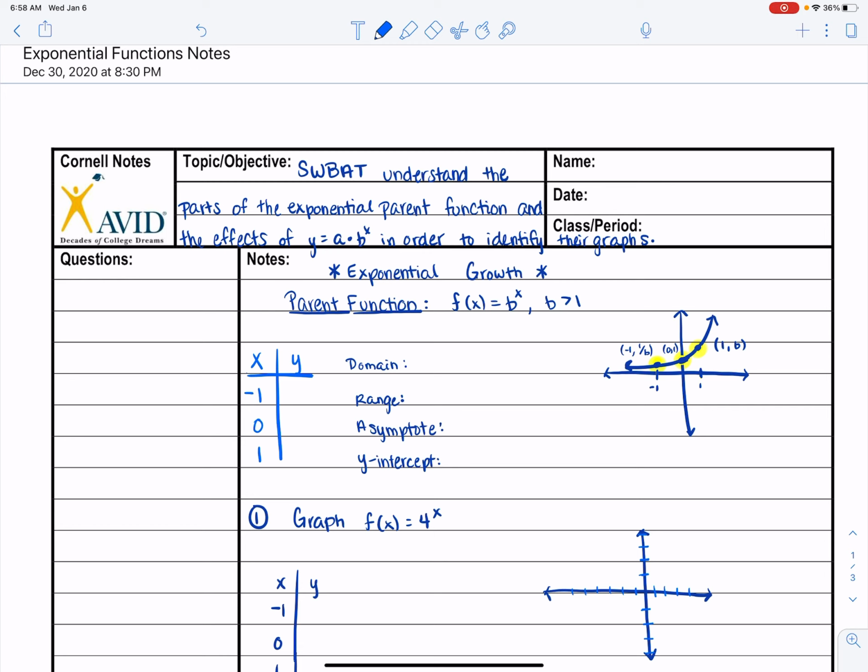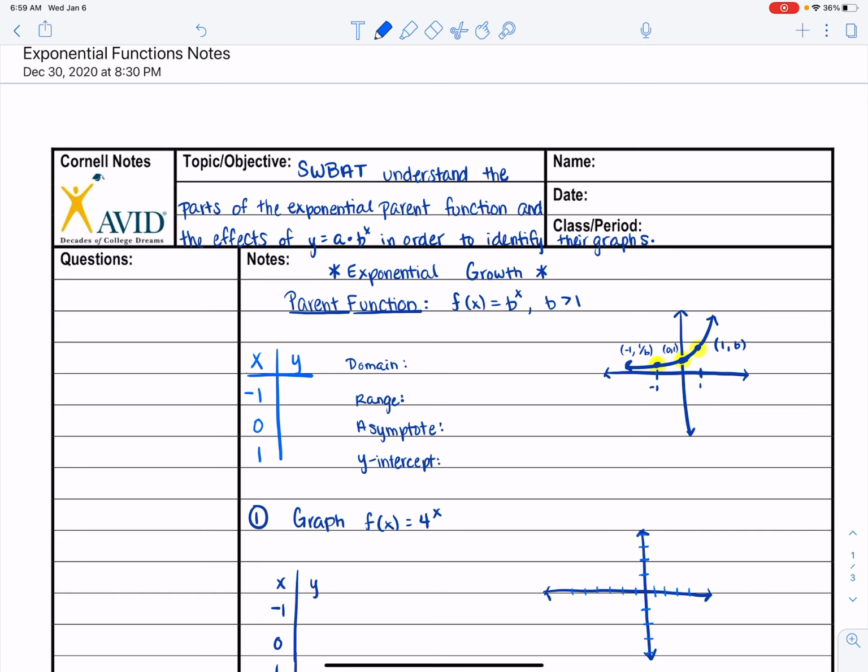An exponential function has the x in the exponent spot. So the parent function is any function f of x equals b to the x power, where b is greater than 1. So we're not talking about b equals 1. We're not talking about b equals a negative number. It's just b to the x power. So as long as b is greater than 1, then we have a parent function.